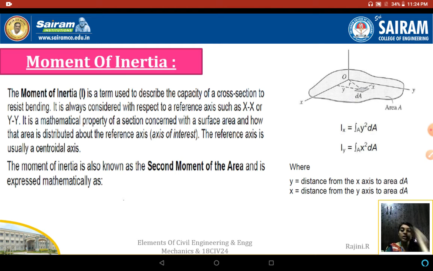Moment of inertia is a term used to describe the capacity of a cross section to resist bending. So in a structure, maybe a beam or a column, pillars, whatever, we are increasing the cross sectional area to resist the bending. After the application of the load there will be a bending in the structures. So we are resisting with the help of moment of inertia.